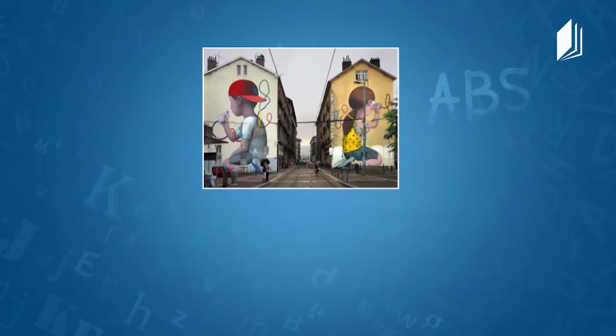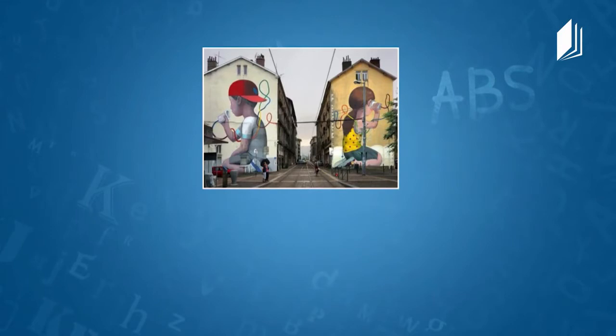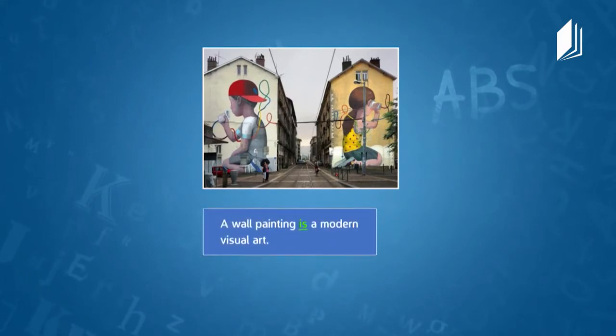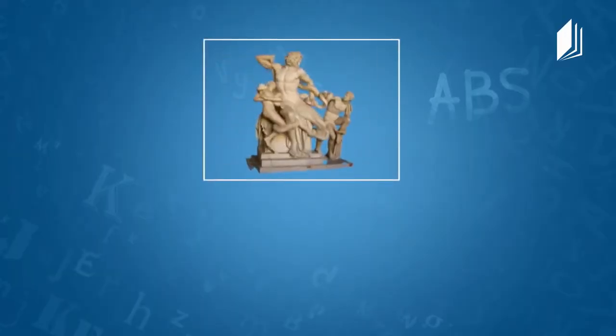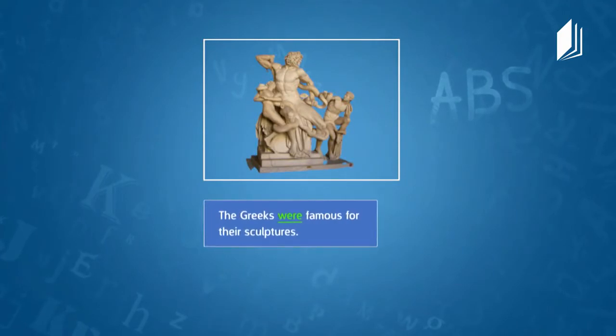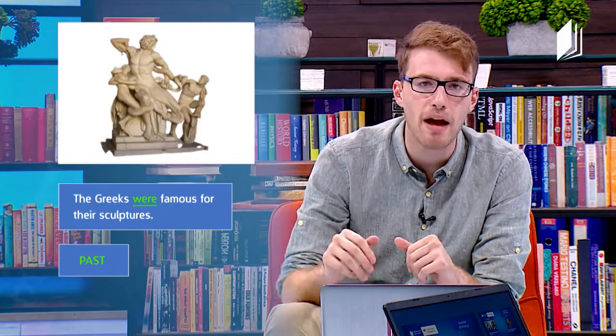So now let's go on to our grammar section. So, Lika, for the first picture, what do you see? So this is a wall painting, and it's modern visual art. Oh, exactly. And what about the second one? So I know this is a sculpture, and the Greeks were famous for their sculptures. Yes. So I know that the first picture is in present tense, and the second picture is in past tense.